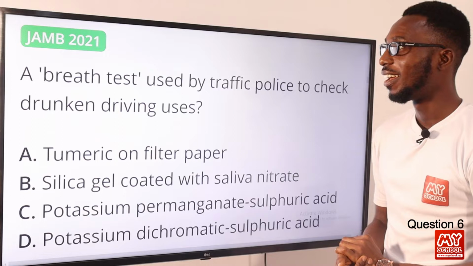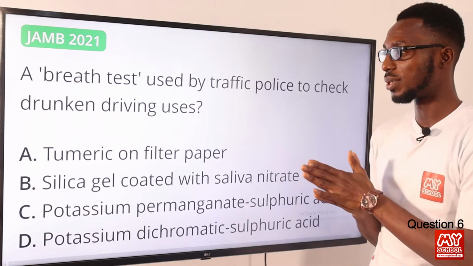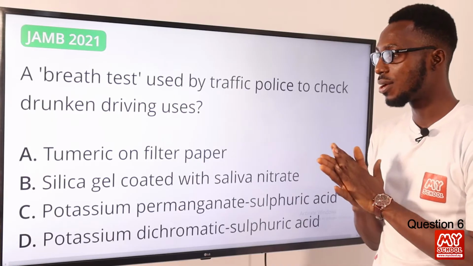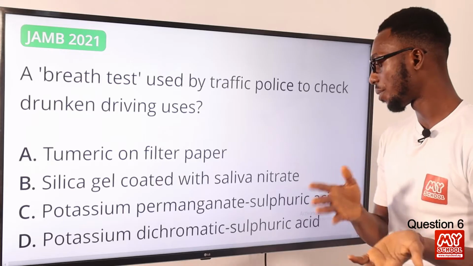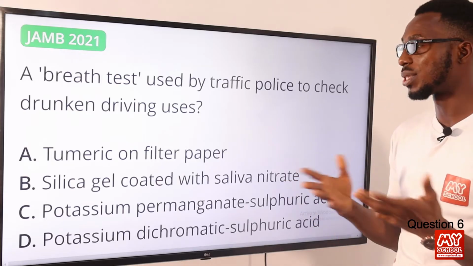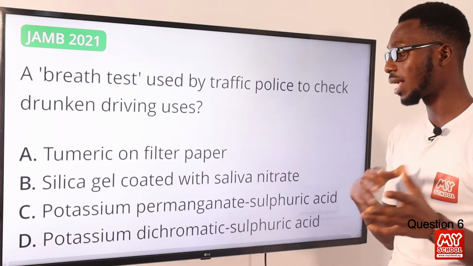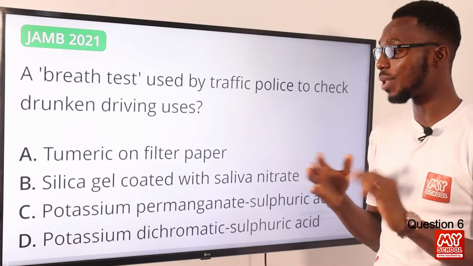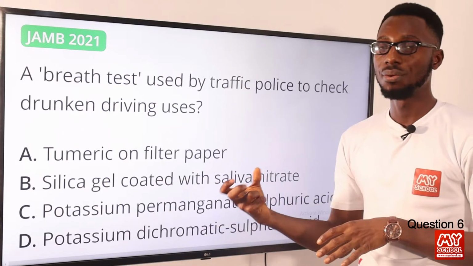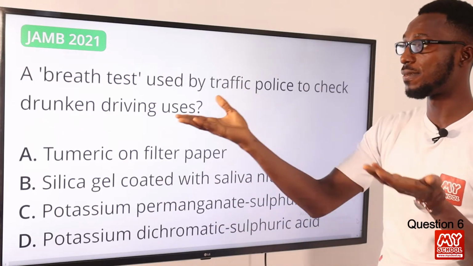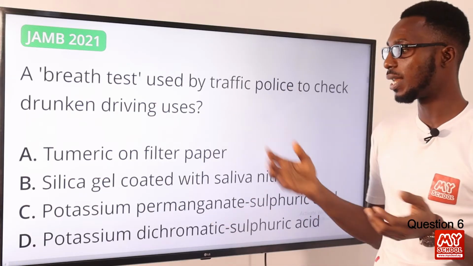Question 6. A breath test used by traffic police to check drunken driving uses what? Okay, so we are talking about a cocktail of potassium dichromate, silver nitrate, sulfuric acid, and water. Okay, so basically the silver nitrate actually serves as a catalyst, all right, to facilitate the reaction between potassium dichromate and the alcohol coming from the breath of the suspected driver, okay, that's under the influence.